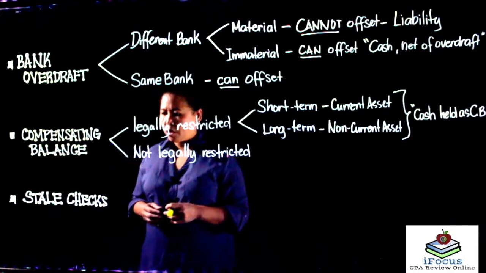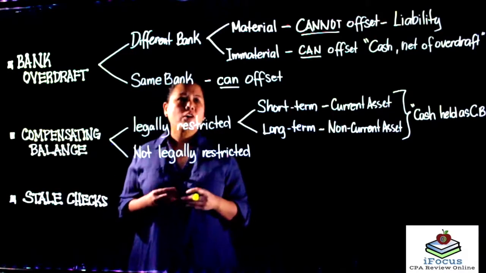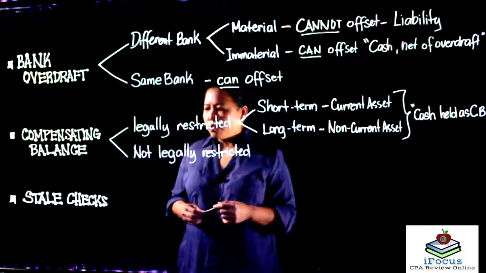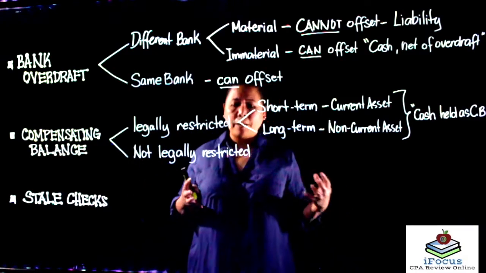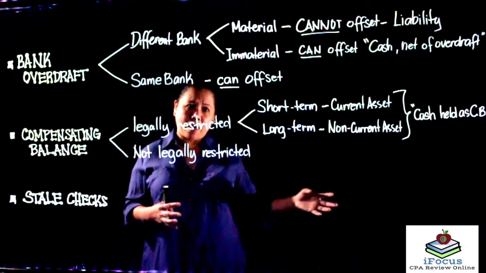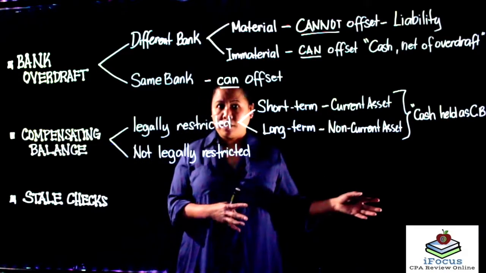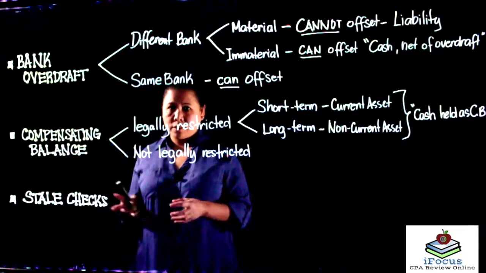Now, we'll talk about stale check. When do we call a check stale? When a company draws a check and delivers it to the payee and the payee hasn't gone to the bank to encash the check for 6 months. This check is called stale check.